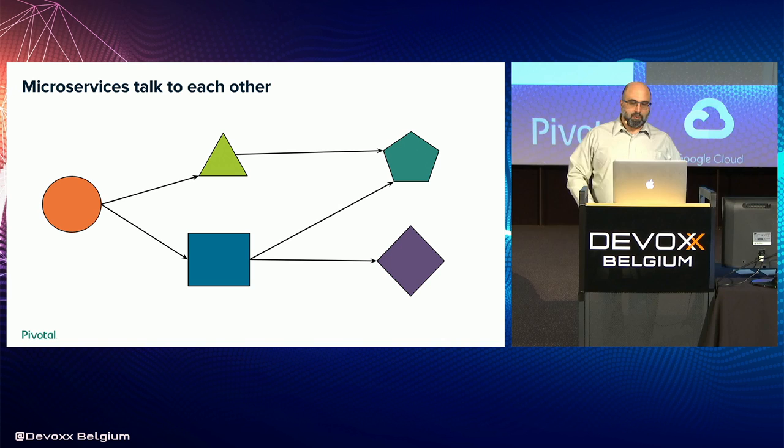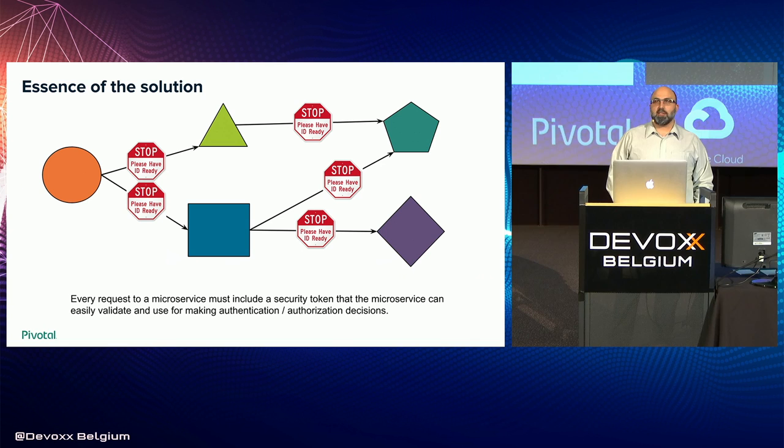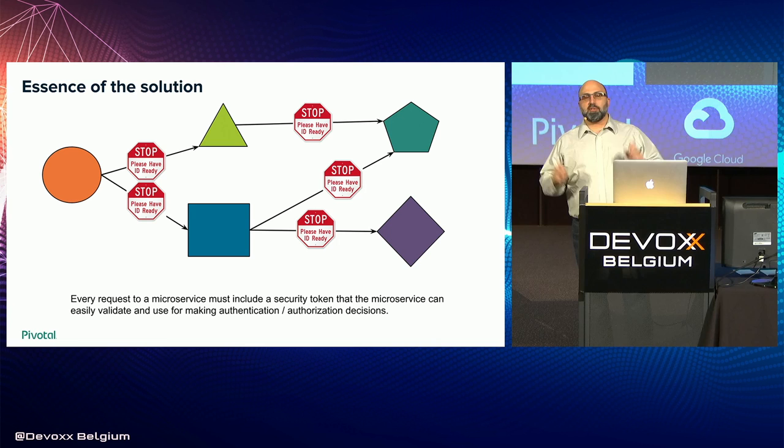So the essence of the solution is we want everybody to say, stop, please have ID ready. We want to be able to tell, as the green triangle microservice, who's calling us and what they're allowed to do, which raises two questions. Question number one is, what is the communication protocol that is used between microservices? And question number two is, what is the format of the token that represents the papers of a microservice?